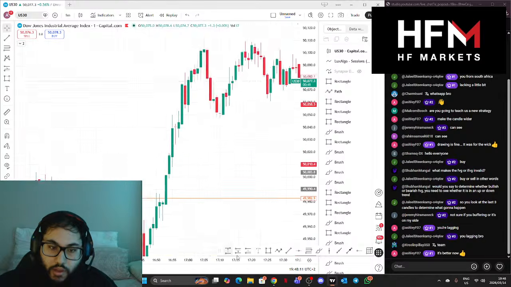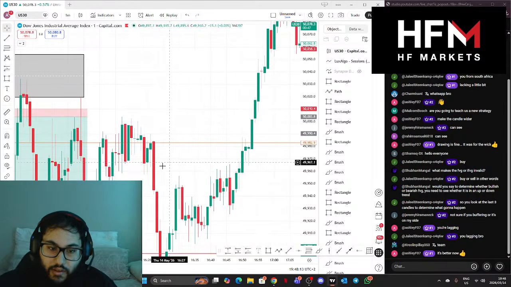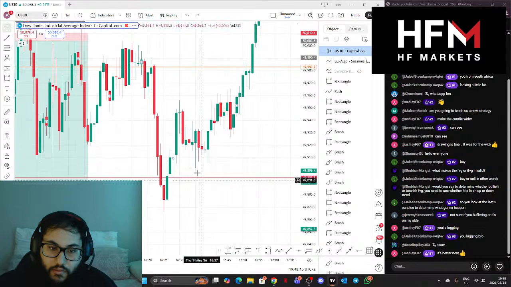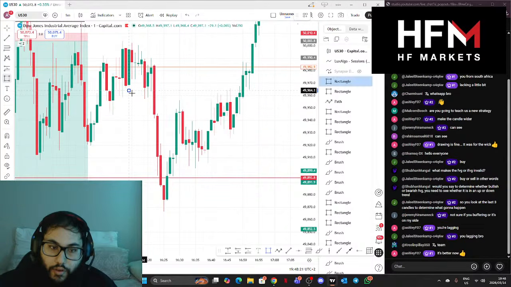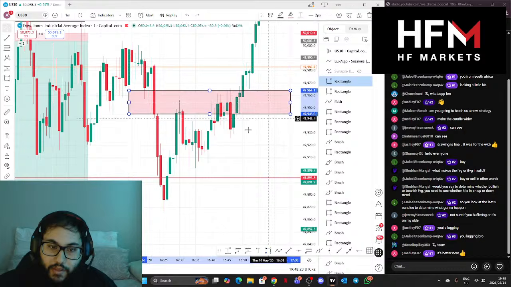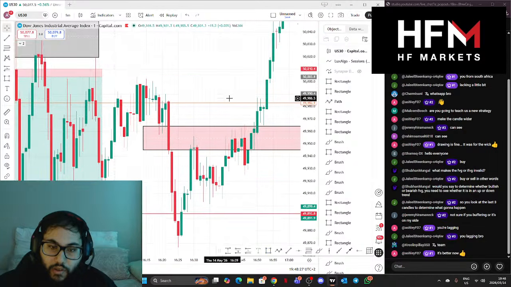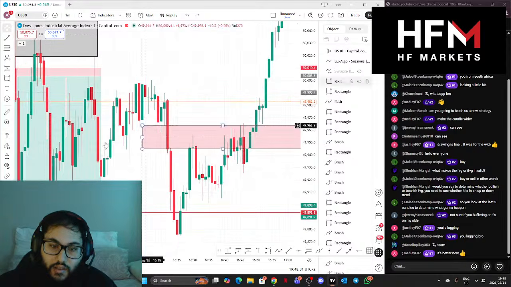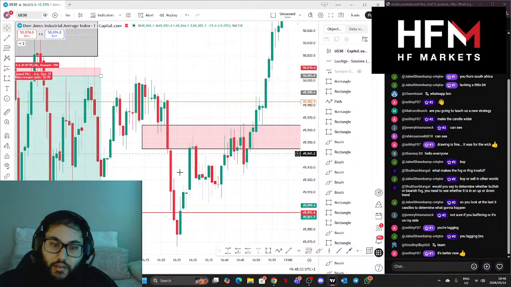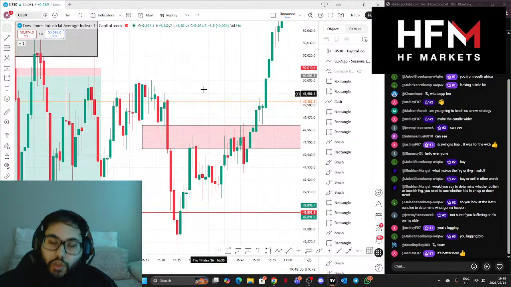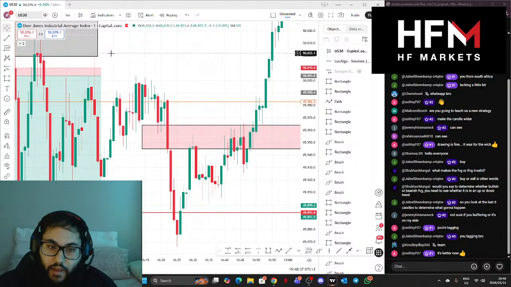So let me show you guys examples. We've got more examples all over. Here's a fair value gap here. All over, you will see fair value gaps. It's so easy to spot, guys. That easy. Now the next thing that I want to show you guys is invalid fair value gaps.